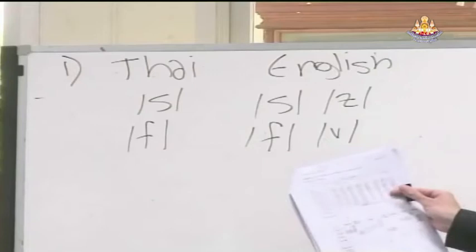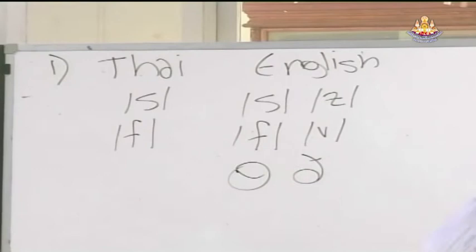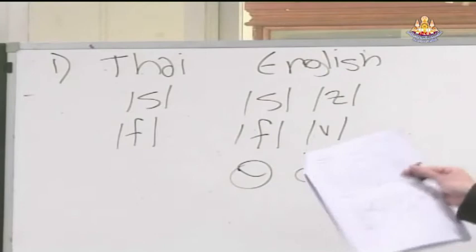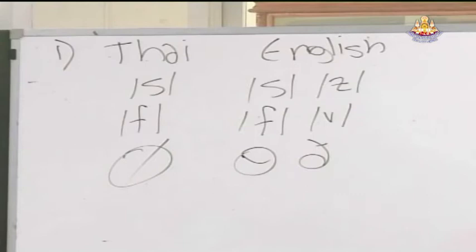In English, we have the TH sound and the TH sound, is that right? Yeah, TH and TH. But in Thai, what do you have? You don't have this TH sound, right? You have a different T, you have T and D, but you don't have the TH sound. Okay? What else is different between Thai and English?